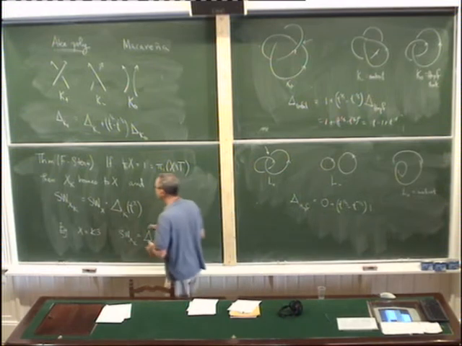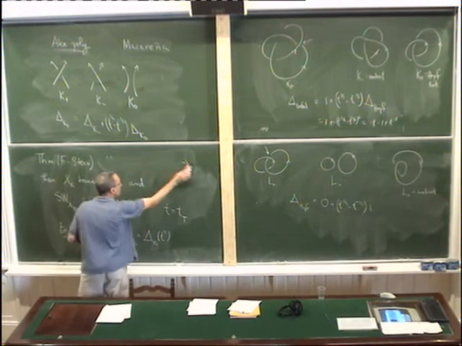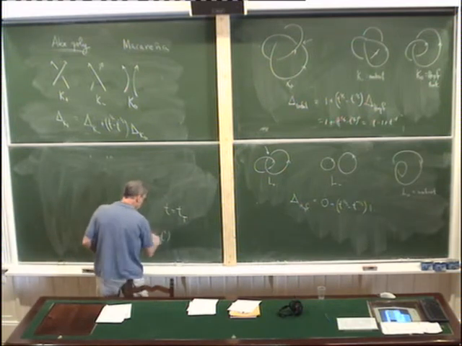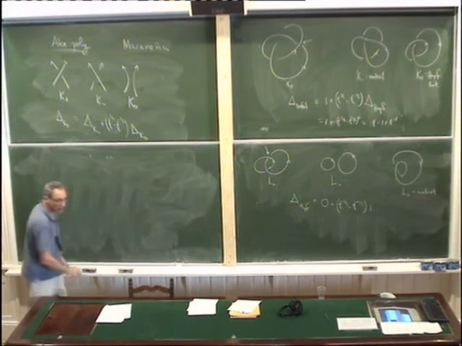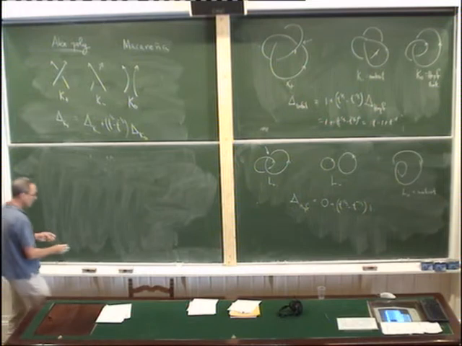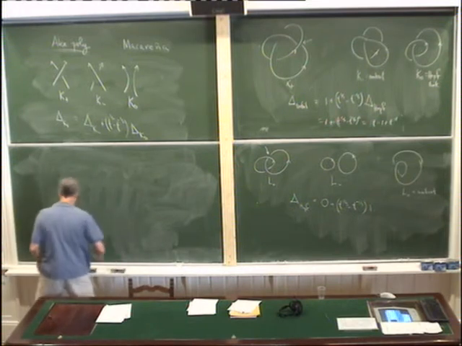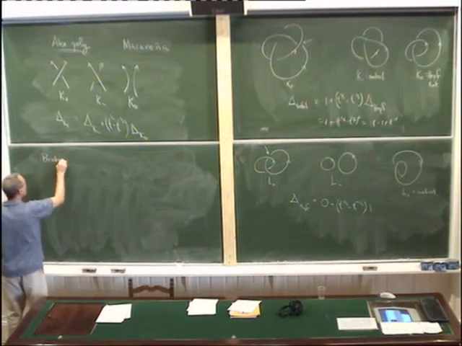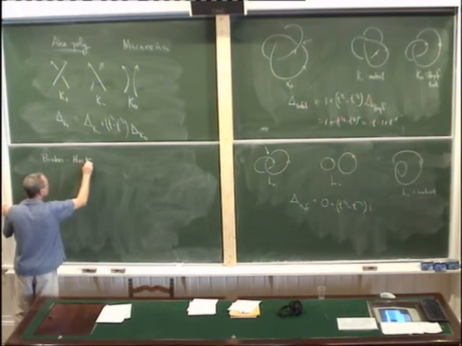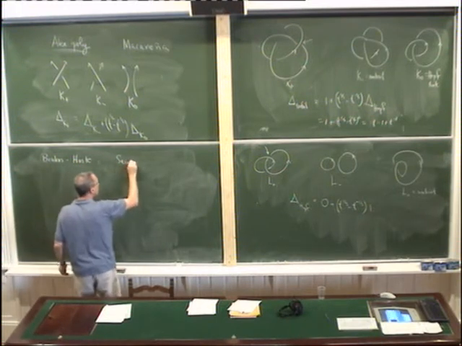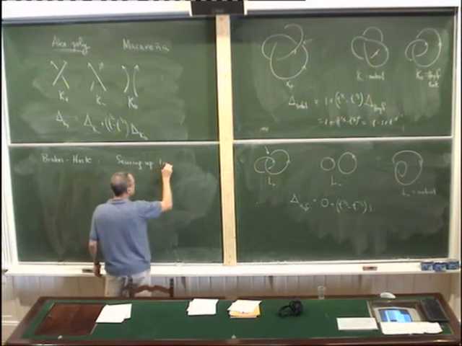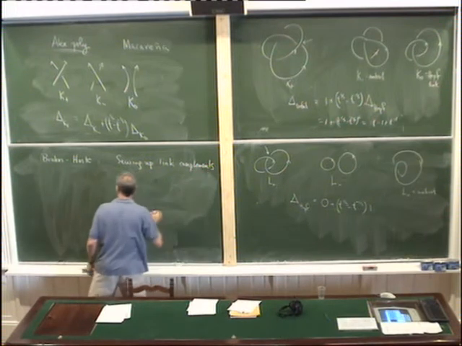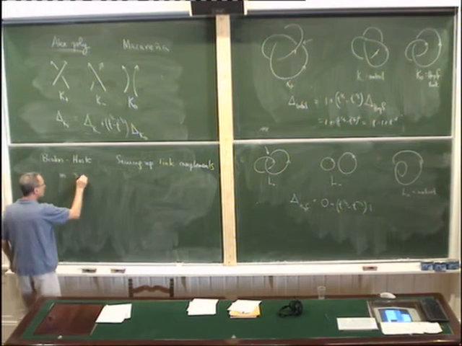So there's one more bit of background we need before we can turn that into a calculation of the Seiberg-Witten invariant. And that background has to do with a three-manifold operation, which is due to Brakes and Jim-Hosty. They call it sewing up link complements in three-manifolds.